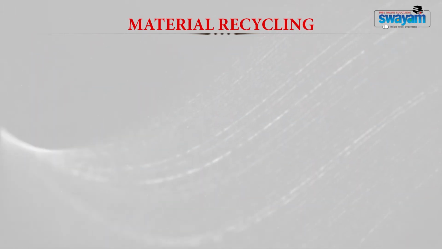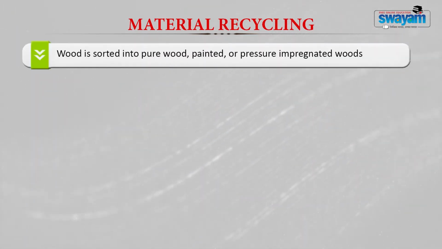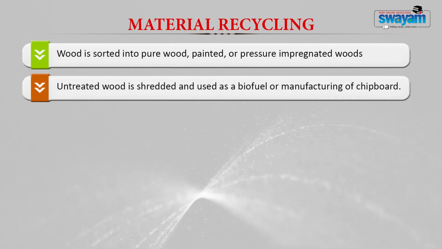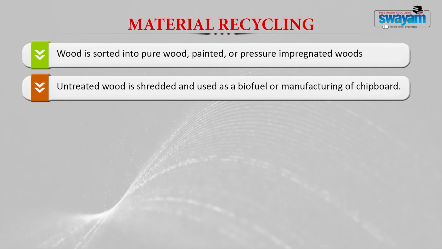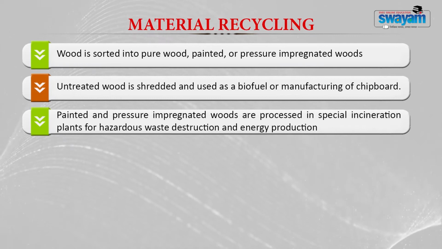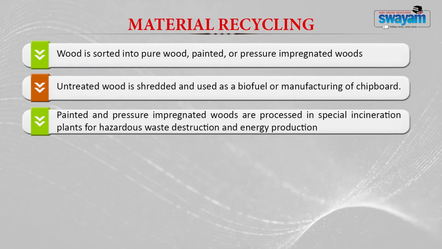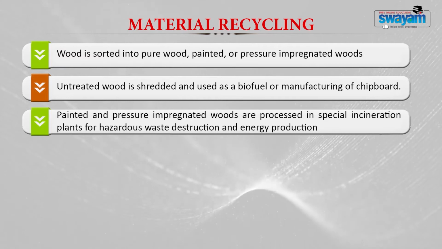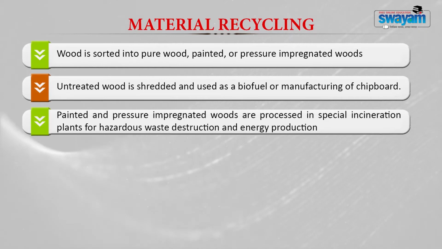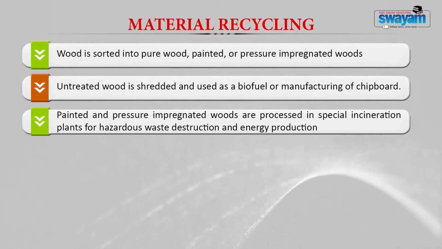Now, this is also applicable for wood. Wood, again, can be pure wood, painted wood, or pressure impregnated wood. For the untreated wood, you can just shred it and use it in the manufacturing of chipboard, or you can burn it or use it as a biofuel. Painted and pressure impregnated woods are generally processed in special incineration plants for the destruction of hazardous waste material that is present in them. Later, from this, energy is trapped and converted into electricity.